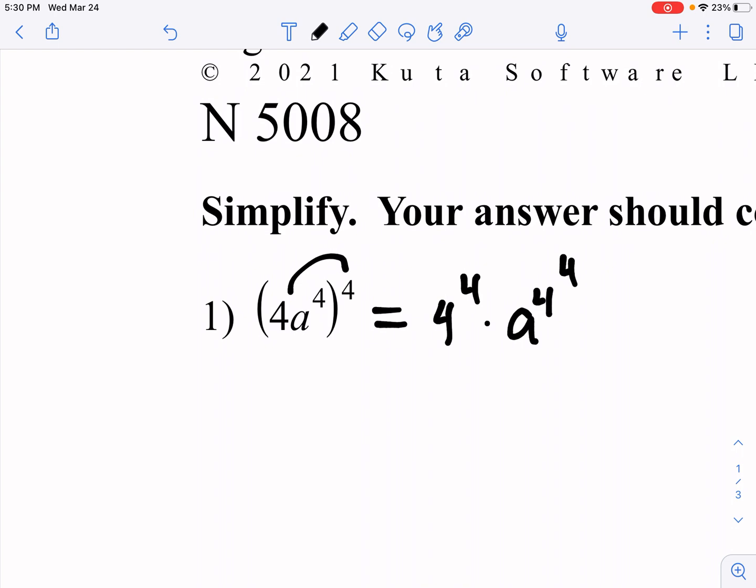So in a sense, you can think of it like the distributive property, where both of these are going to be raised to an exponent of 4, okay? And then from there, we can simplify. 4 to the fourth would be 256, and then we'd have a to the 4 raised to the 4. Power to a power, we multiply, so we have a to the 16th, okay?